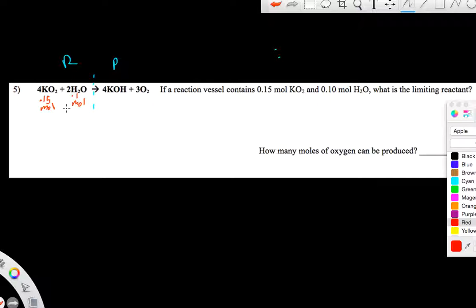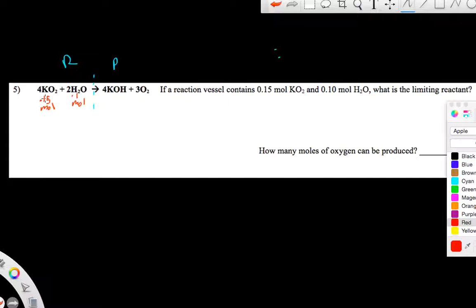And if you can envision me on the other side of the computer, what I really do is take my hand and cover up one of these reactants, either this KO2 or this H2O. Then I assume that I have an infinite amount of that reactant, and then I see how much product the other reactant will give me. So for now, let's just completely ignore KO2.